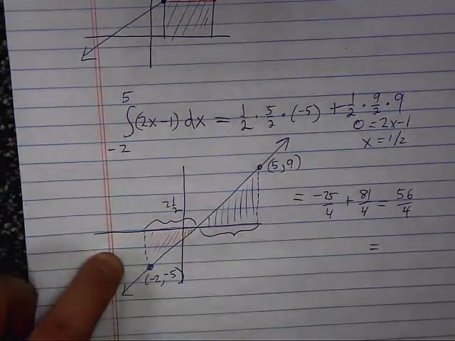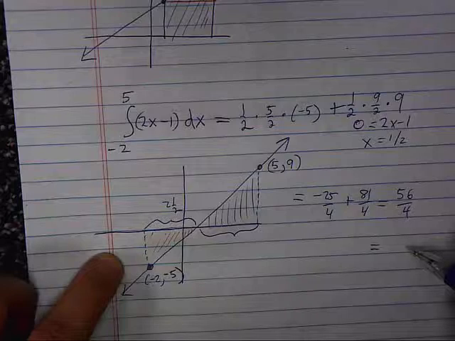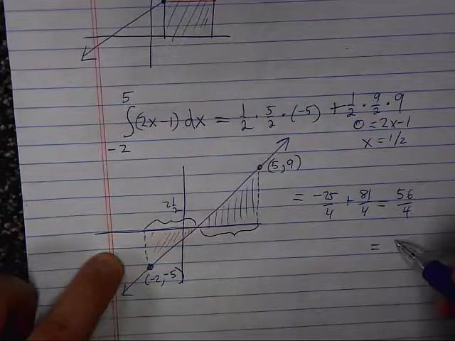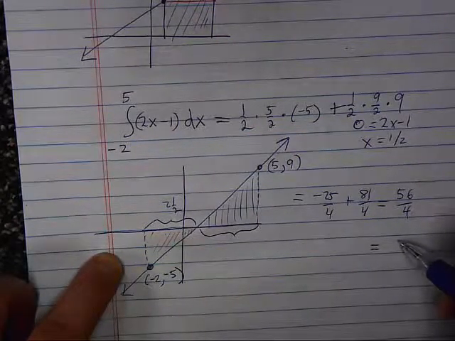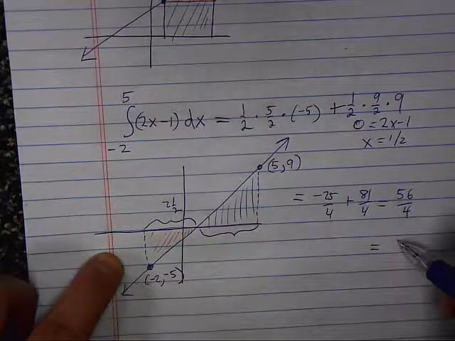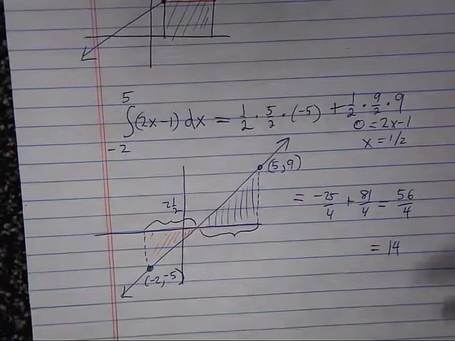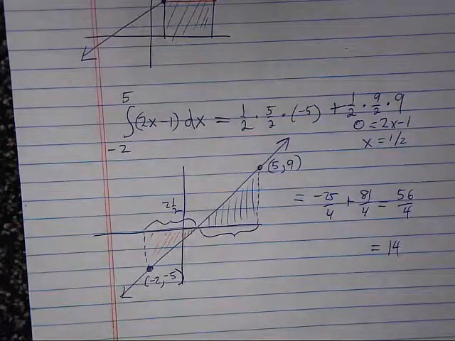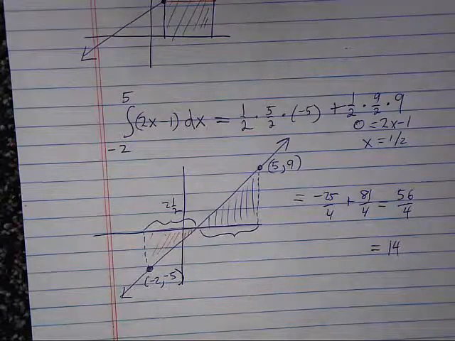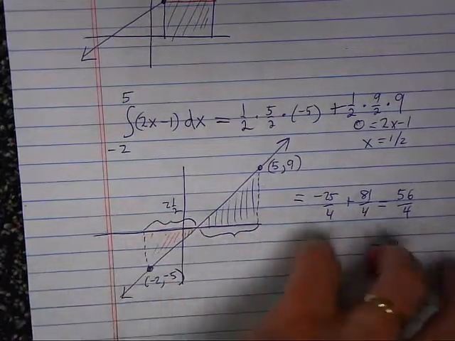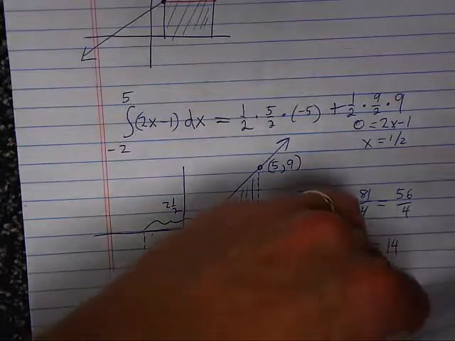Which reduces: 56 over 4 is the same as 14. So that area would be considered 14. All right, one more of these. Well, two more actually. How about this one?